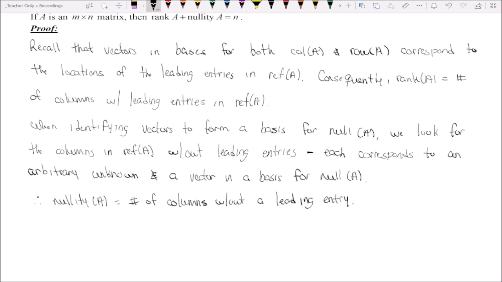Well, since we have the number of columns with a leading entry and the number of columns without a leading entry, together they must form all of the columns in the REF of A, which means they form all the columns in A. So simply adding these two together, we get our desired result.